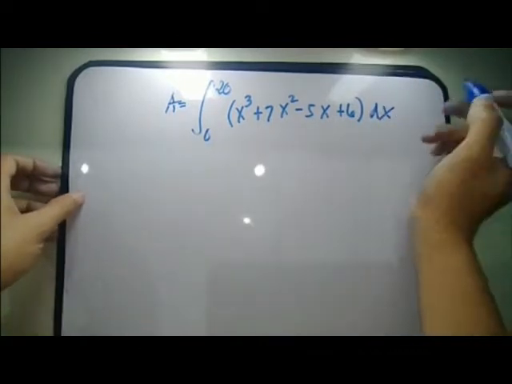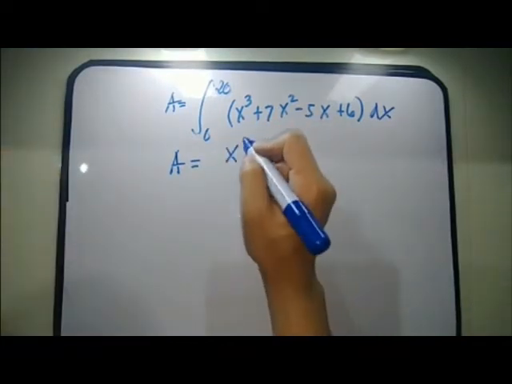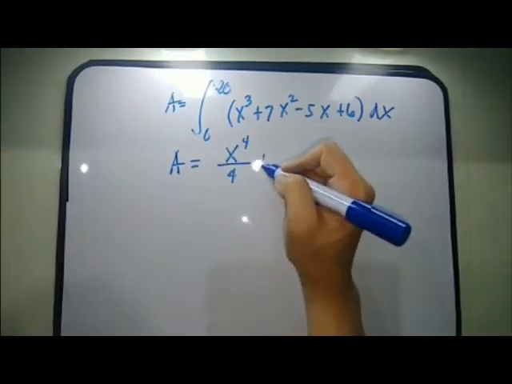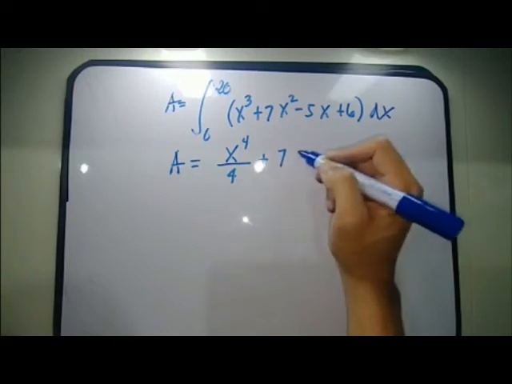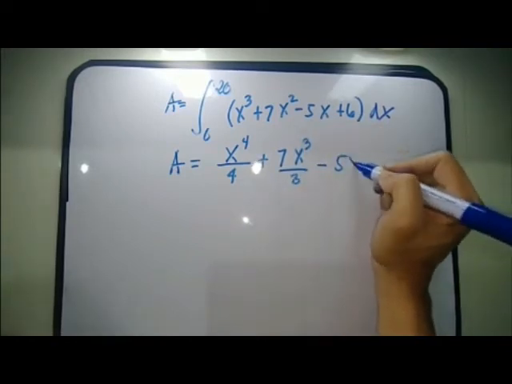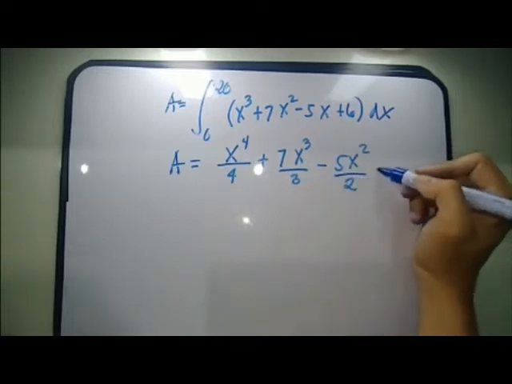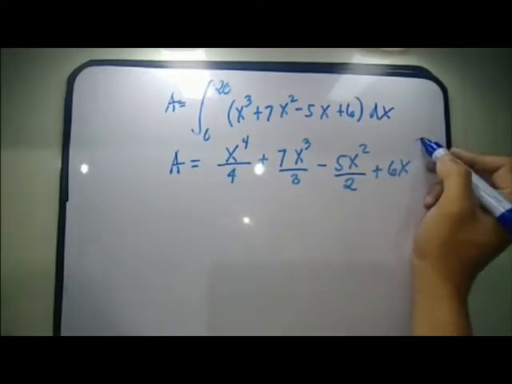So, area equals x to the fourth all over 4 plus 7x cubed all over 3 minus 5x squared all over 2 plus 6x. Ang limit natin is from 0 to 20. So, we just substitute the limit.